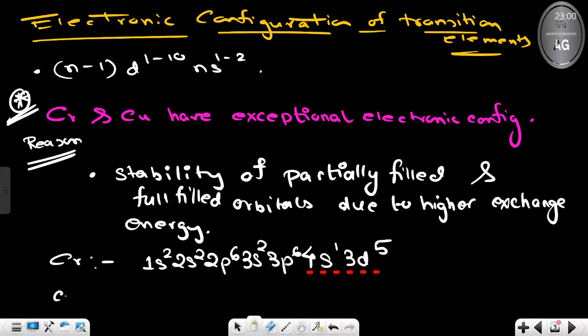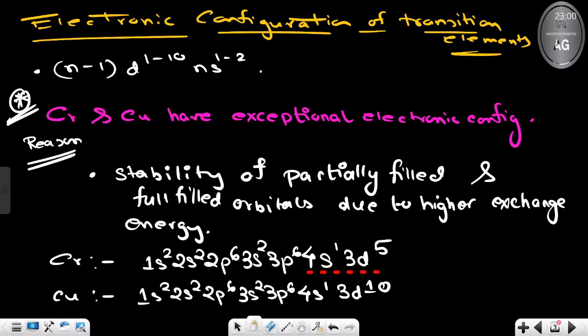Similarly, for copper: 1s2, 2s2, 2p6, 3s2, 3p6, 4s1, 3d10. Here you can see that the d orbitals are getting completely filled. So they are again more stable. This is why copper and chromium have exceptional electronic configuration.